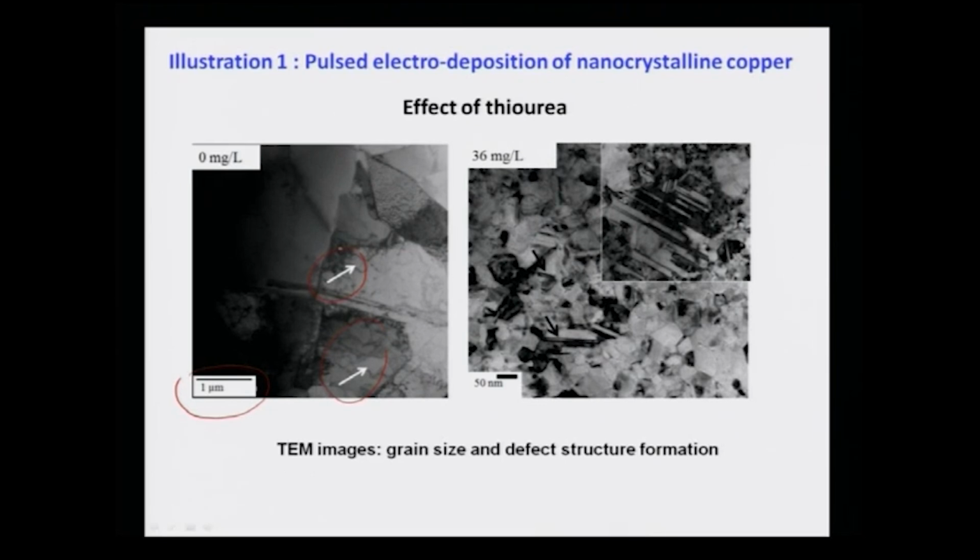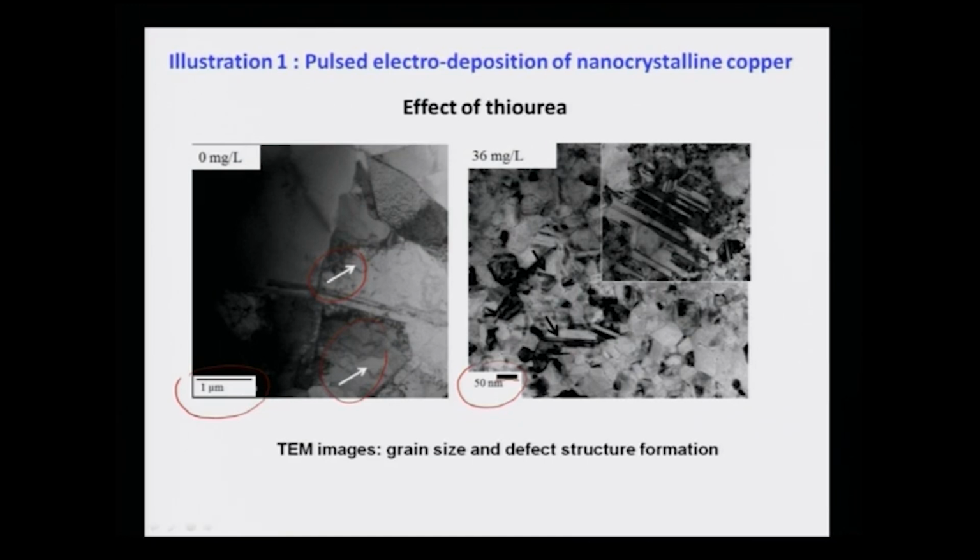On the other hand, if we add thiourea of 36 milligram per liter, we can see the grain size is extensively reduced from micron size to nanometer size. If this much length is 50 nanometers, most of the grains are less than 100 nanometer size. So, this really tells us thiourea affects the grain size reduction process.